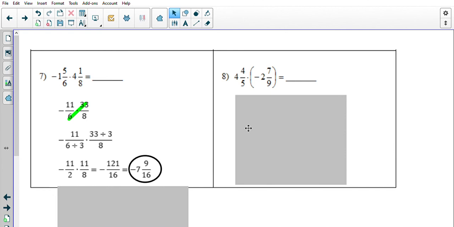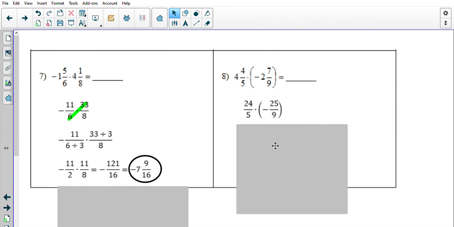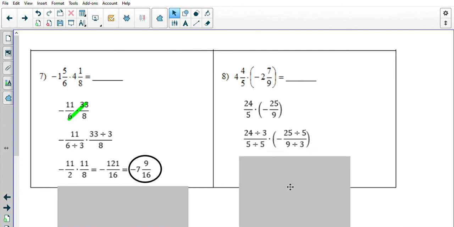Number 8, we have 4 and 4/5 times negative 7 and 2/9. 4 and 4/5 as an improper fraction is 24/5. Negative 2 and 7/9 is negative 25/9. We definitely want to cross reduce here because trying to multiply 24 by 25 and then reduce at the end is a lot. So what I recognize is that 24 and 9 do reduce. They both divide by 3. 5 and 25 both divide by 5, so they reduce. And you can see my work down here, 24 divided by 3, 9 divided by 3, 25 divided by 5, and 5 divided by 5.